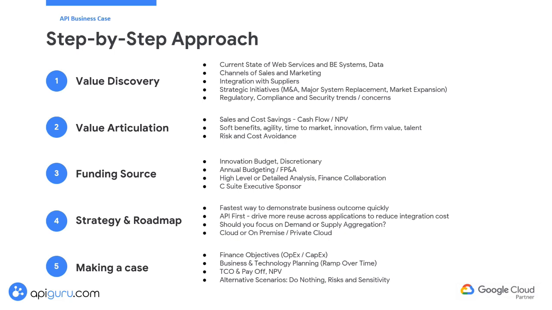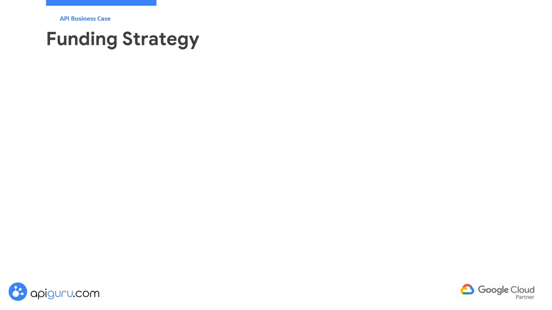Calculate the total cost of ownership, potential payoff, and NPV analysis. Consider alternative scenarios, including the implications of doing nothing, and conduct risk assessments and sensitivity analyses to strengthen the case. Companies that understand the strategic necessity of becoming a digital business will make various investments, both large and small.